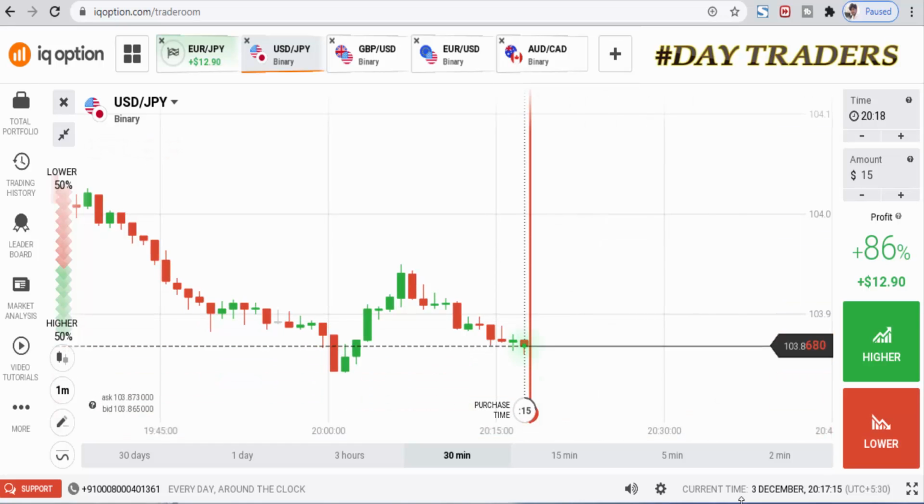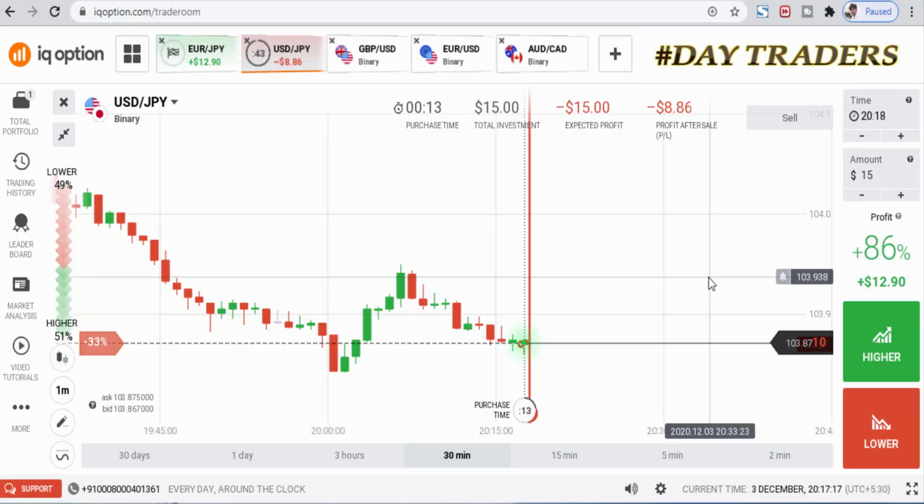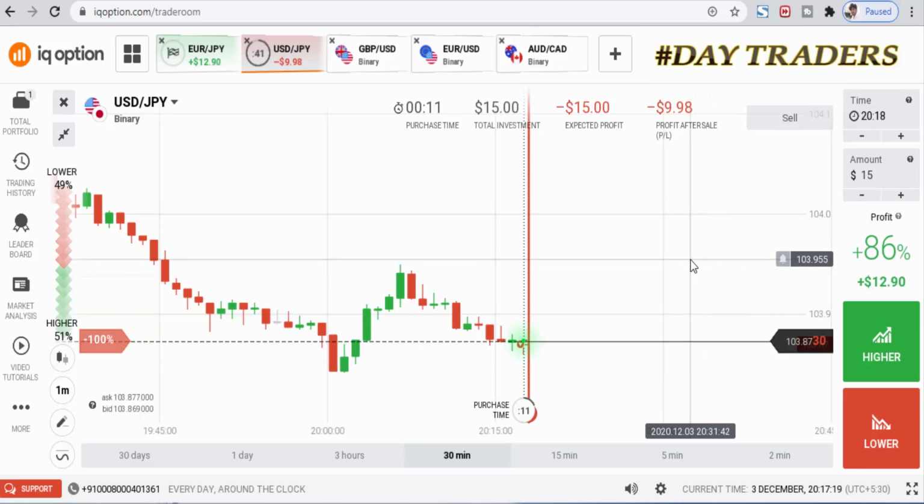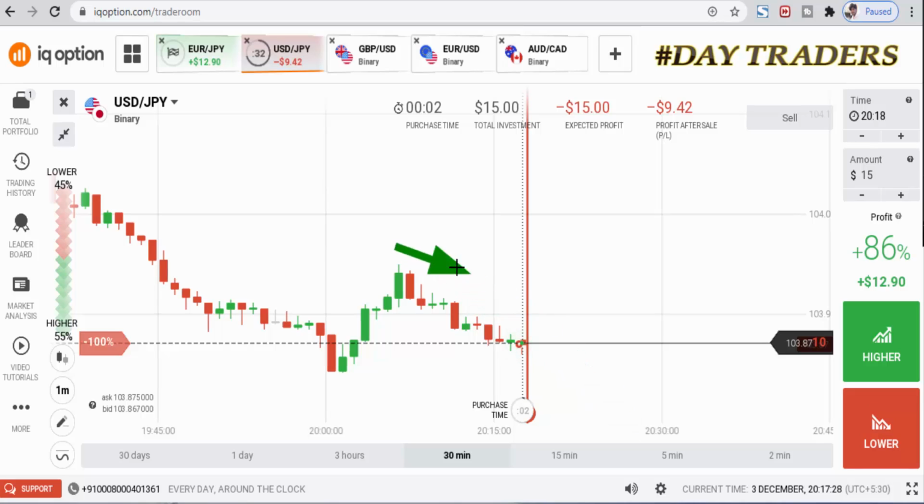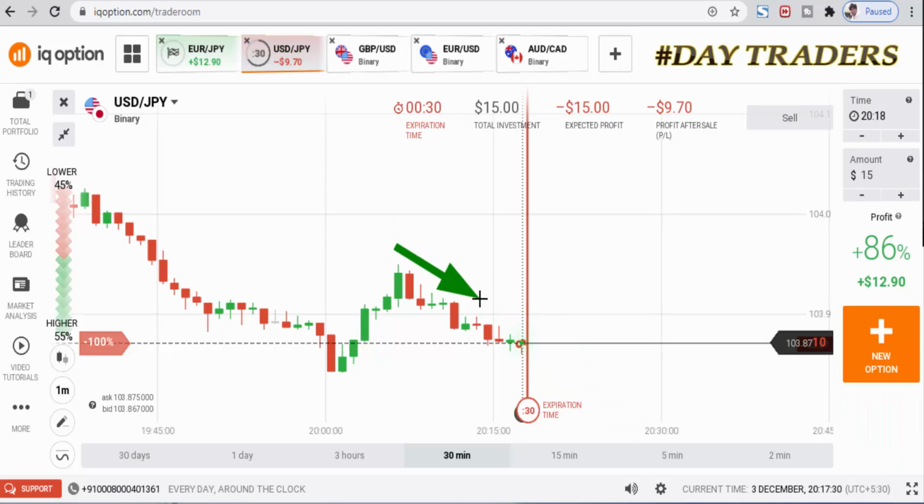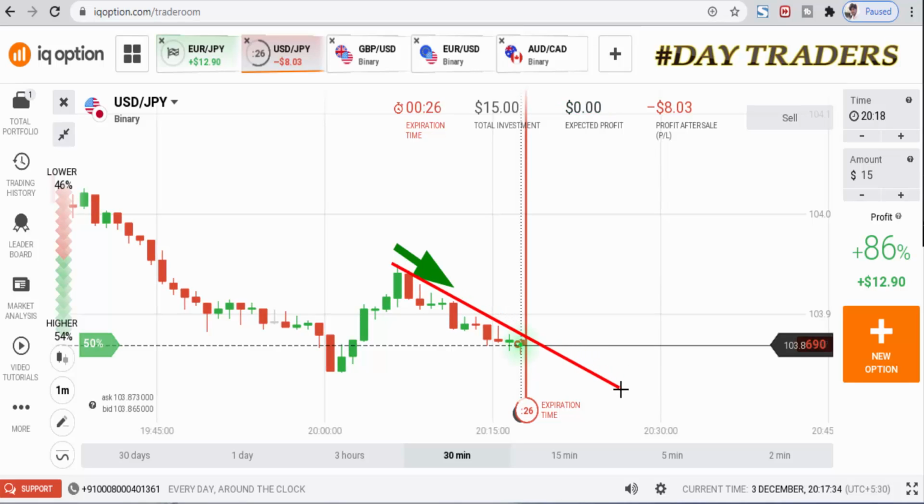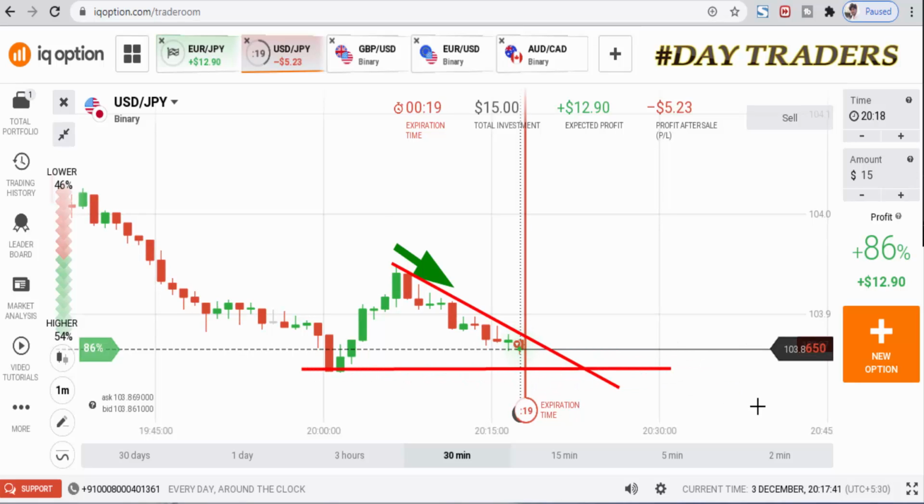Okay, we'll place a lower option. And this is a seller's entry point in a downtrend market. Next buyer's entry point is here. So that's the reason I will place a lower option.